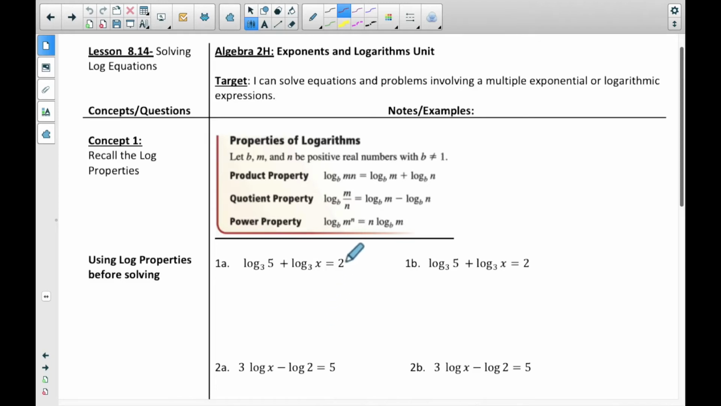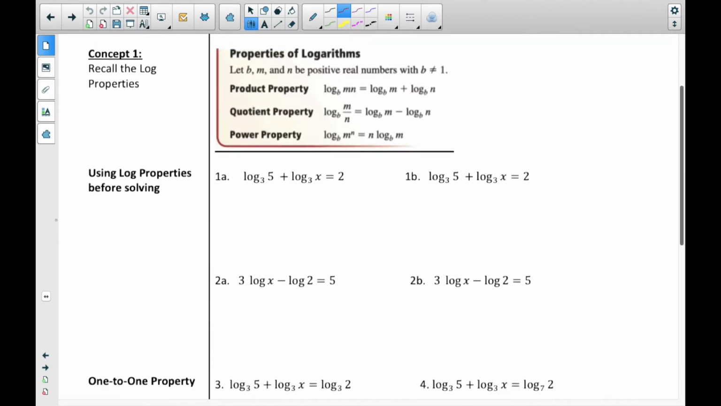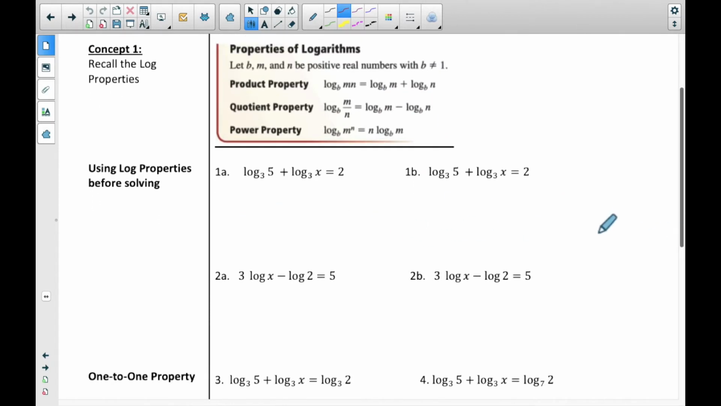Hi guys, this video today is going to talk about how to solve an equation with logs that has more than one log or more than one exponential in it. Basically, we have to go back to these log properties that we were studying the other day. I've reprinted them here, just cut out from your textbook, and we need to use those so that we can solve the equations.